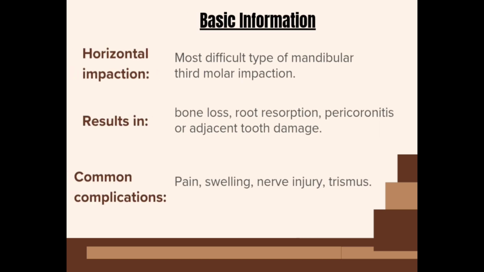So let's start. Now, the horizontally impacted is one of the most difficult types of mandibular third molar impaction. It results in bone loss, root resorption, pericoronitis, or adjacent tooth damage. The common complications being pain, swelling, nerve injury, and trismus.